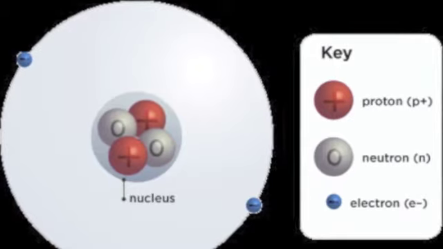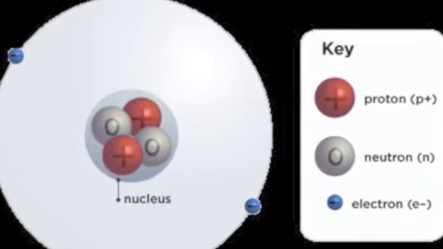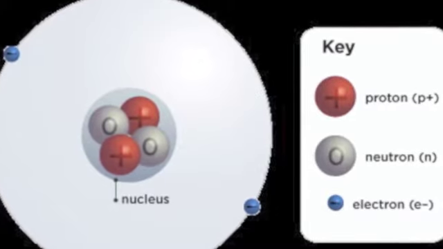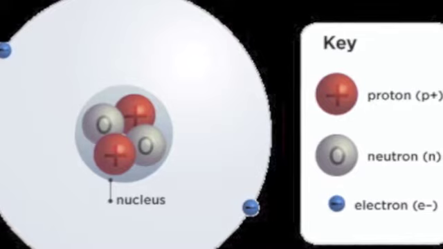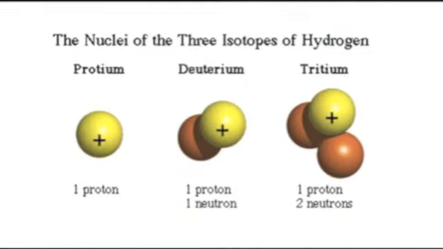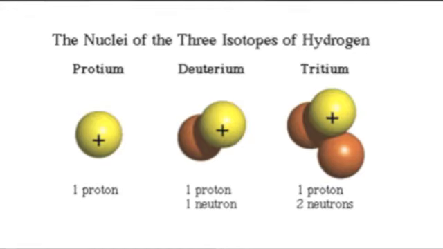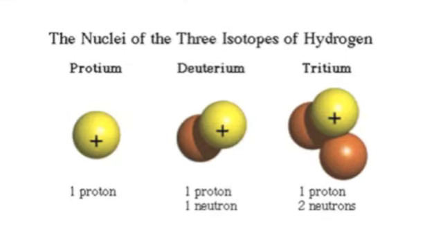But what about neutrons? Neutrons don't have a charge. In the nucleus, they allow the protons to exist very close together. They have about the same mass as a proton. Atoms can have a different number of neutrons in their nucleus and still be the same element, but with a different atomic mass. These varieties of different atoms of the same element are called isotopes.